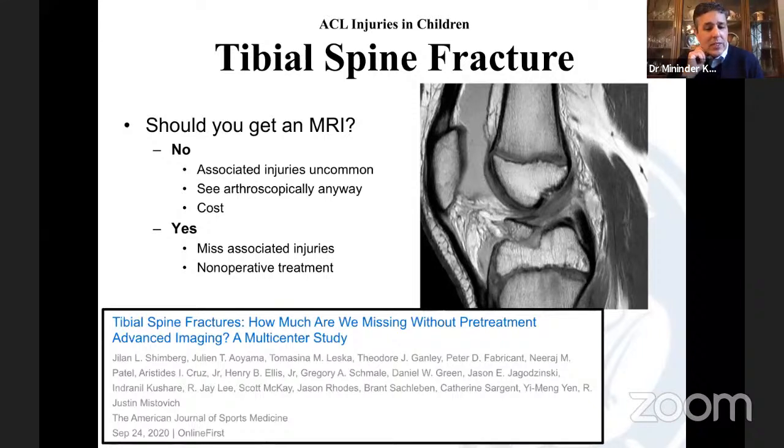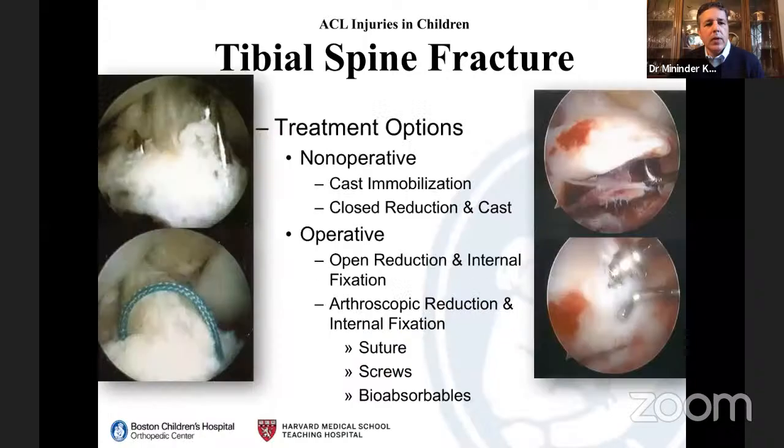This is a study that's hot off the presses. It was just published 2 days ago. Ted Ganley is one of the co-authors, and Beng Yen from our institution. This showed a relatively high, almost 40 to 50% rate of associated meniscal injuries or entrapment of the intermeniscal ligament in patients who got an MRI with tibial spine fractures. So I think this is a reasonable option now, particularly if you're going to treat non-operatively.